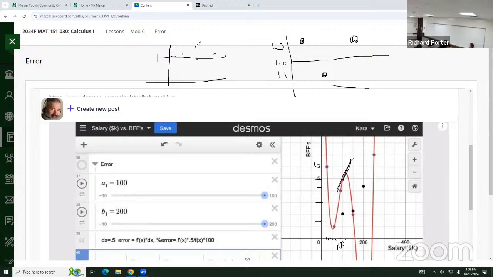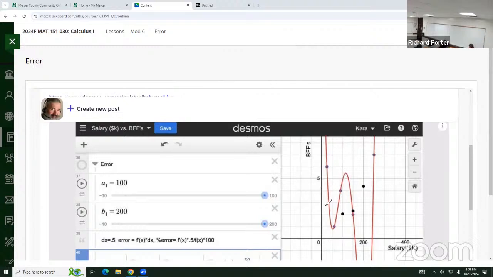So one of the reasons why we need numbers, and we need calculus, is because pictures can be deceiving. And in this case, that slope is actually close to 0. Okay. Any questions on that?